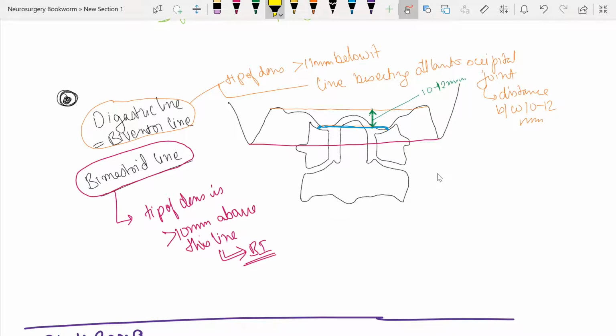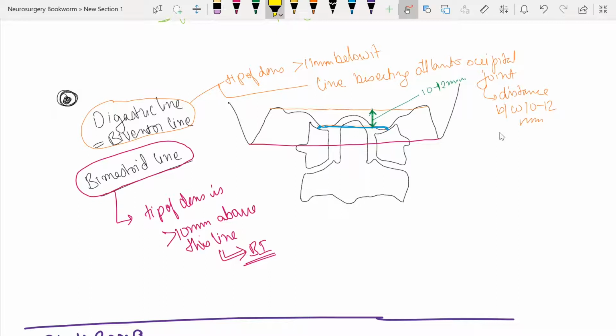Now what is the significance of these lines? For the bimastoid line, the tip of dens should not exceed 10 millimeter above this line. If the tip of dens is extending 10 millimeter above this line, then basilar invagination is present.